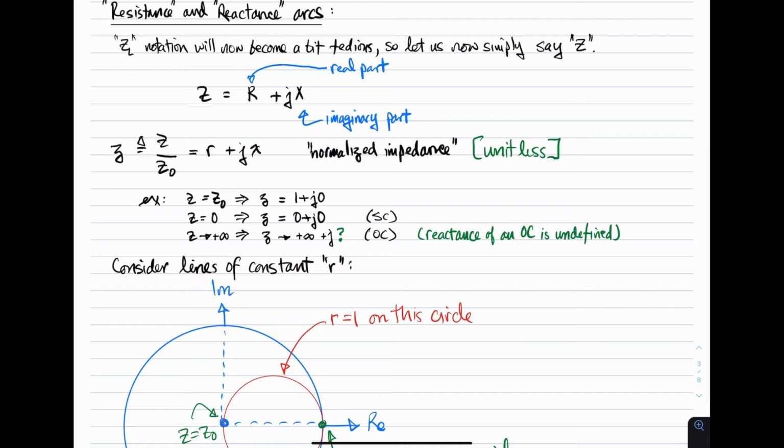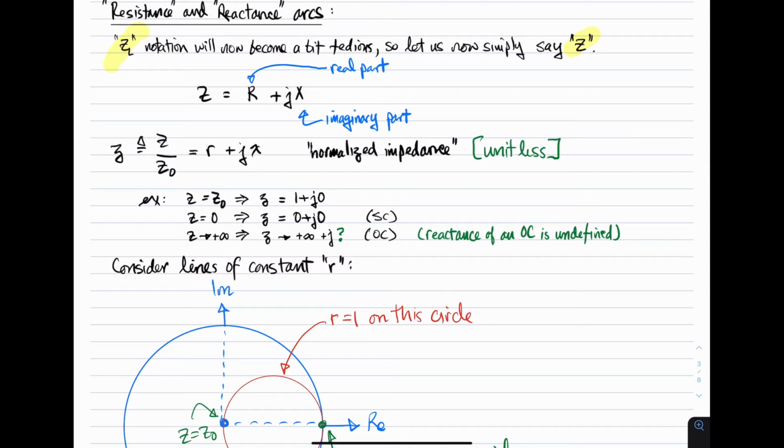Okay, so now if you know anything about the Smith chart, you know it has all kinds of arcs inside it, and we refer to those as resistance and reactance arcs, so let's talk about those. Now for this, the Z sub L notation that we've been using is going to become a little bit tedious, so now we're simply going to say Z. We know what we mean. Z is that terminating impedance in that transmission line example I showed you earlier.